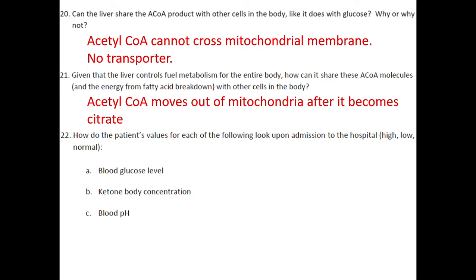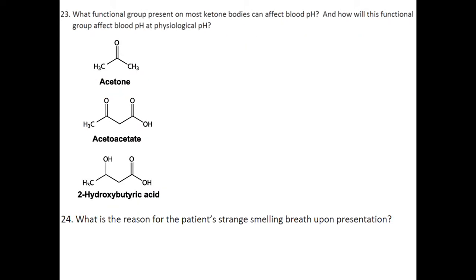22. How do the patient's values for each of the following look upon admission to the hospital? Oh, you can find it on page 1, right? So I will directly give you the answer here. Blood glucose level is high, ketone body concentration is high, blood pH is low. The patient has a low pH. Why does the patient have a low pH? Let's look at question number 33.